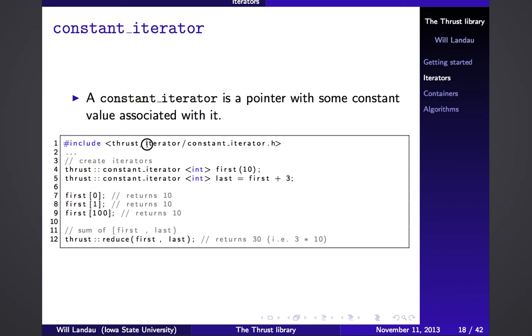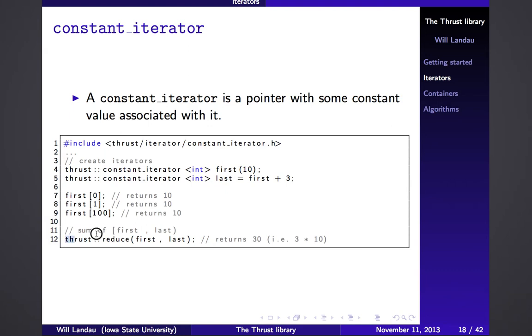So after including the proper header file, obviously, I initialize this constant iterator. I'm going to call it first, and it's going to have the value 10. And I can initialize this iterator last, which is just going to have the pointer to 3 beyond first. Since a constant iterator has that value associated with it, I can use first as if it were an array. So if I call first of 0, it returns that constant value that I assigned it at the beginning, which is 10. And in fact, for any index that I give it, it's always going to return 10.